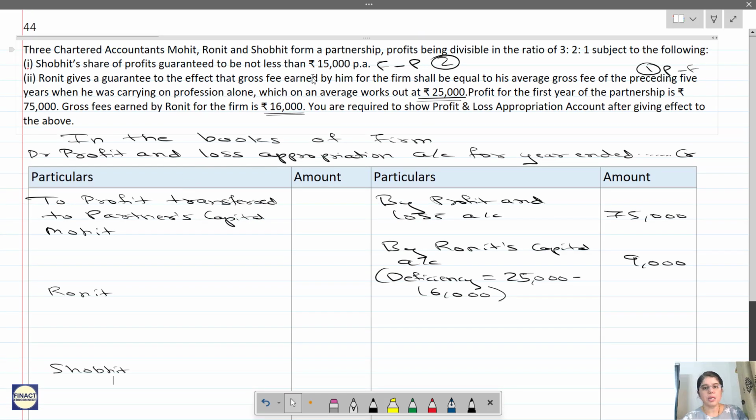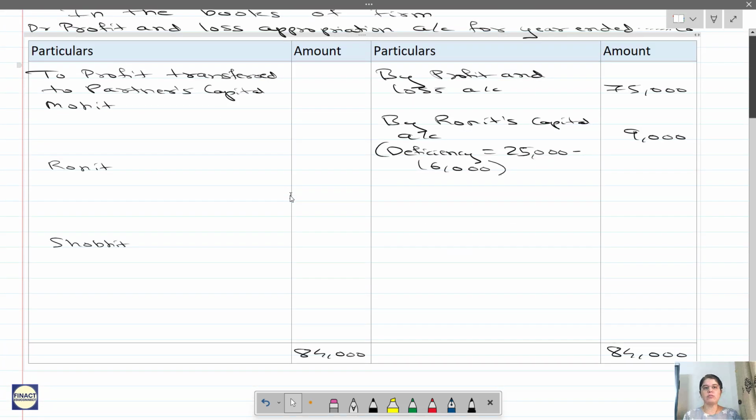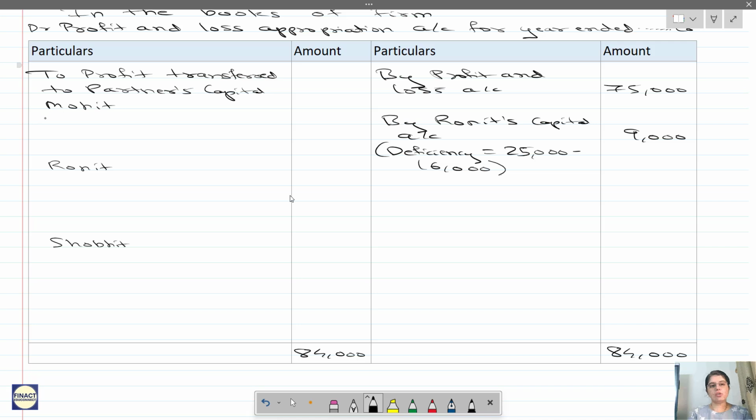Okay, now see what is the ratio? 3:2:1. So 84,000 in the ratio of 3:2:1. So 84,000 into 3 by 6, 84,000 into 2 by 6 and 84,000 into 1 by 6. Calculate it. So see here, I am not writing 84,000 over here. Instead of that, after reducing deficiency, whatever is the net share of profit for each partner, I will write it in the outer column so that the presentation looks good.